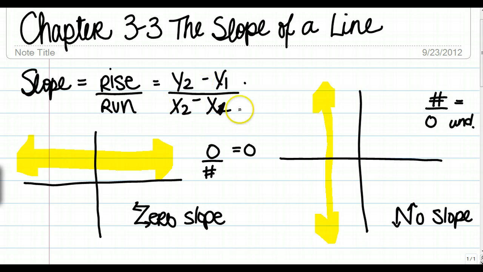You will use this equation when you are given 2 points and you have to find the slope. You will also use this equation when you're given a graph and you have to calculate how far up and how far over the graph is. And I'm going to do 2 examples using those here in a second.